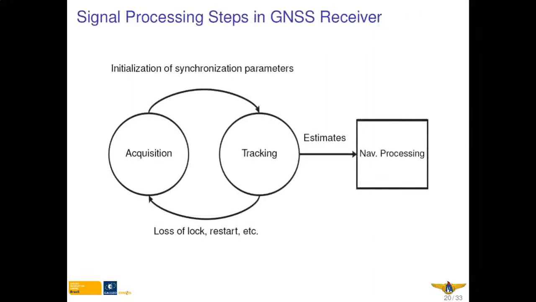Signal processing steps in a GNSS receiver. There are three main steps: acquisition, tracking, and navigation processing.